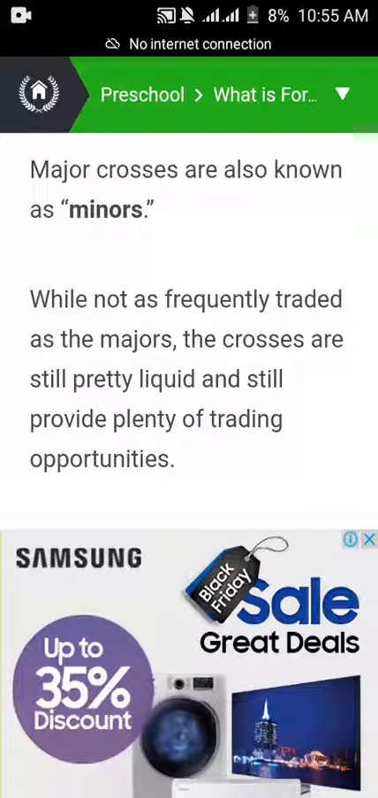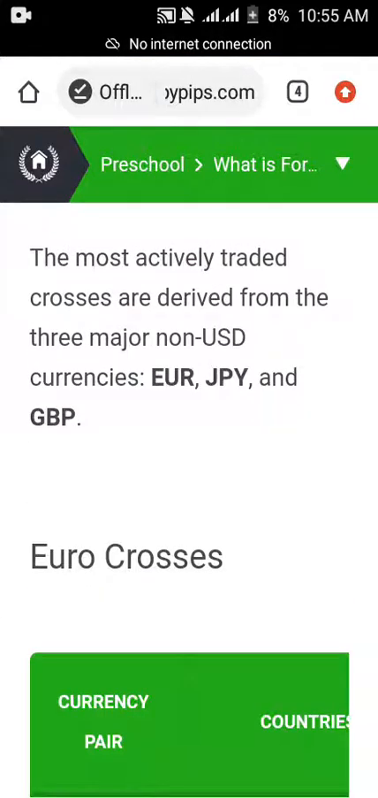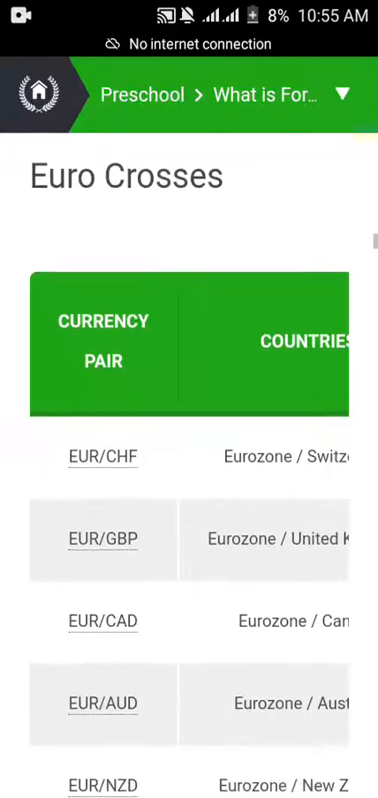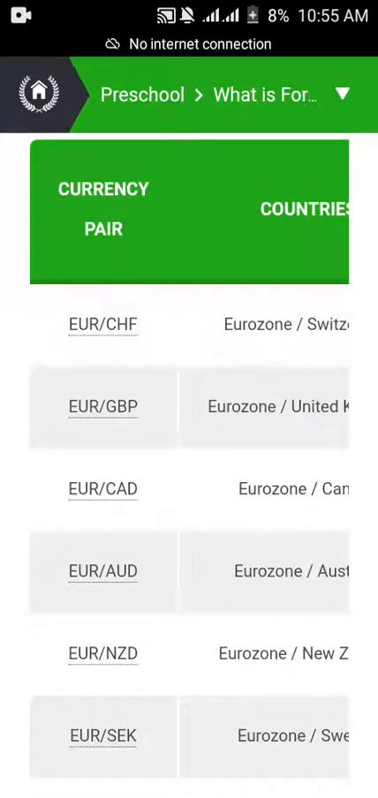While not as frequently traded as the majors, the crosses are still pretty liquid and still provide plenty of trading opportunities. The most actively traded crosses are derived from the three major non-USD currencies: euro, Japanese yen, and Great British pound. For the euro crosses, we have the currency pair EUR/CHF, which is euro/Swiss franc.